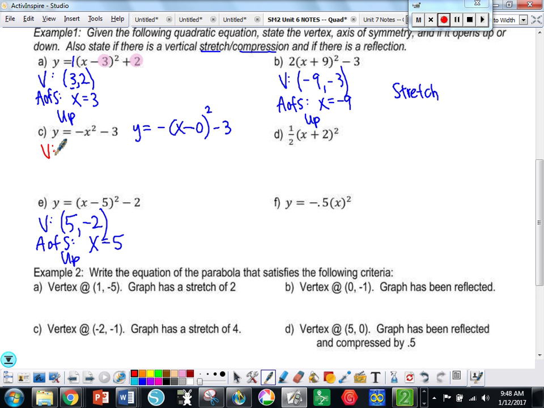So on your own, you can try it. Write the vertex, write the axis of symmetry, tell me if it opens up or down. Tell me if it's been stretched or compressed, and then tell me if it's been reflected.